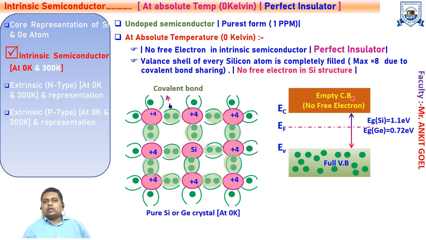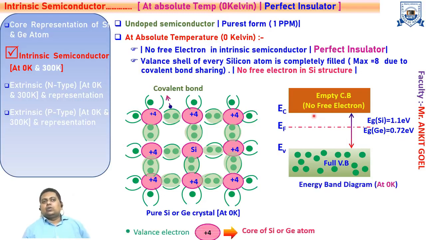If we talk in terms of the energy band diagram, this is the energy band diagram of the intrinsic semiconductor. You can see that all the electrons are tightly bound in the valence shell. The valence band is full of electrons and there will be no free electron available in the conduction band. If the material is silicon, the energy required by these electrons to reach the conduction band is 1.1 electron volt, while in the case of germanium it is 0.72 electron volt. So we conclude that at absolute temperature, the intrinsic semiconductor will behave as a perfect insulator.